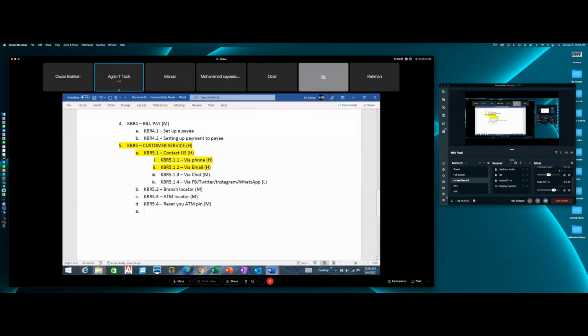Another one you could even do is this one, which I've also done before: order checks. That's also in customer service through your mobile app, right? Yes, correct. This would also be a low. But I've done this one.